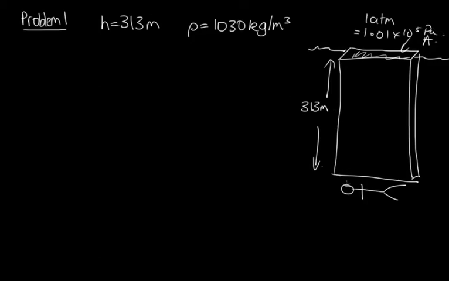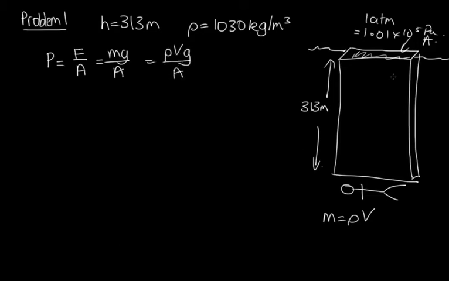So to calculate the pressure on the diver, he's got this atmospheric pressure acting on him, and he's also got the pressure which results from the weight force of the 313 meters of water. So pressure is equal to force over area, which is equal to mg over area. The mass of this water, well, we know that for fluids, the mass is equal to the density times the volume. So this is equal to the density times the volume times g over the area. And the volume of this prism is just equal to its height times the surface area.